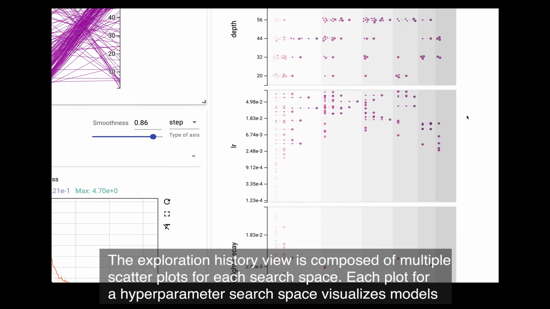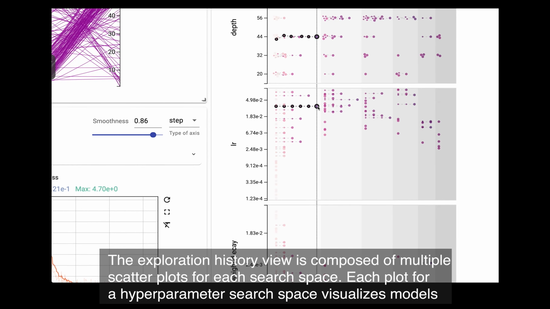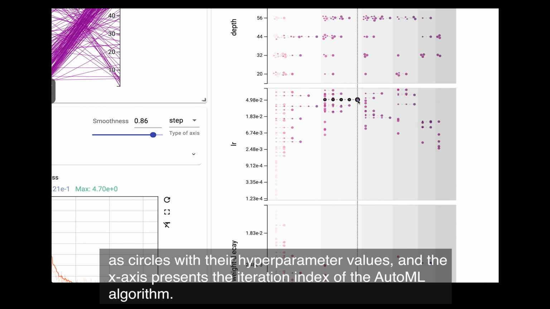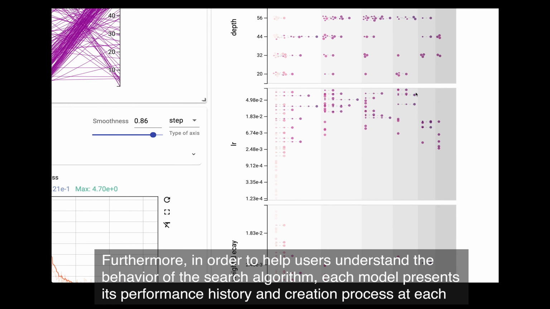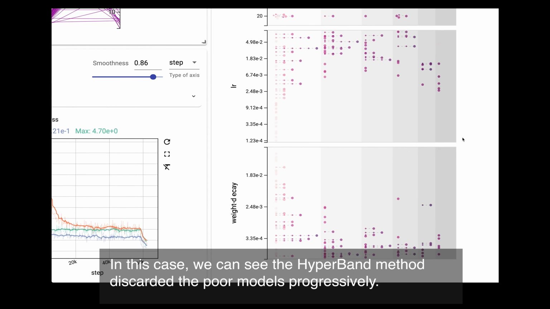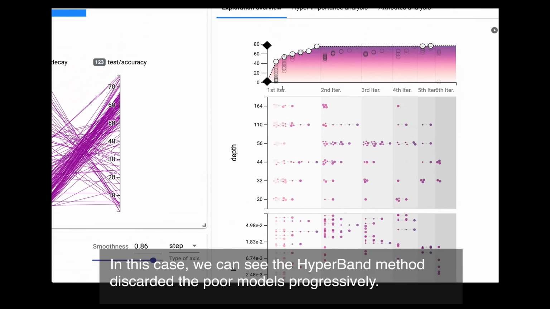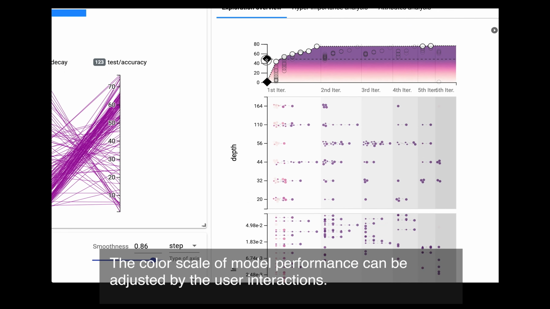The exploration history view is composed of multiple plots. Each plot for a search space visualizes models as circles with their hyperparameters, and the x-axis presents the iteration index of the AutoML algorithm. To help users understand the behavior of the search algorithm, each model presents its performance history and creation process. In this case, we can see the hyperband method discarded the poor models progressively. The color scale of model performance can be adjusted by user interactions.